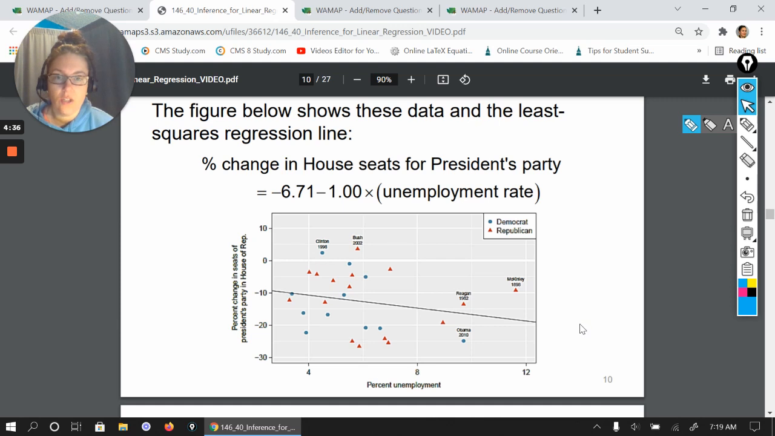So percent change in House seats for President's Party equals negative 6.71 minus 1 times the unemployment rate. So the y-intercept here is negative 6.71. That would be an extrapolation because our data set doesn't go that far back, but we did have to put that in there just for the prediction equation.